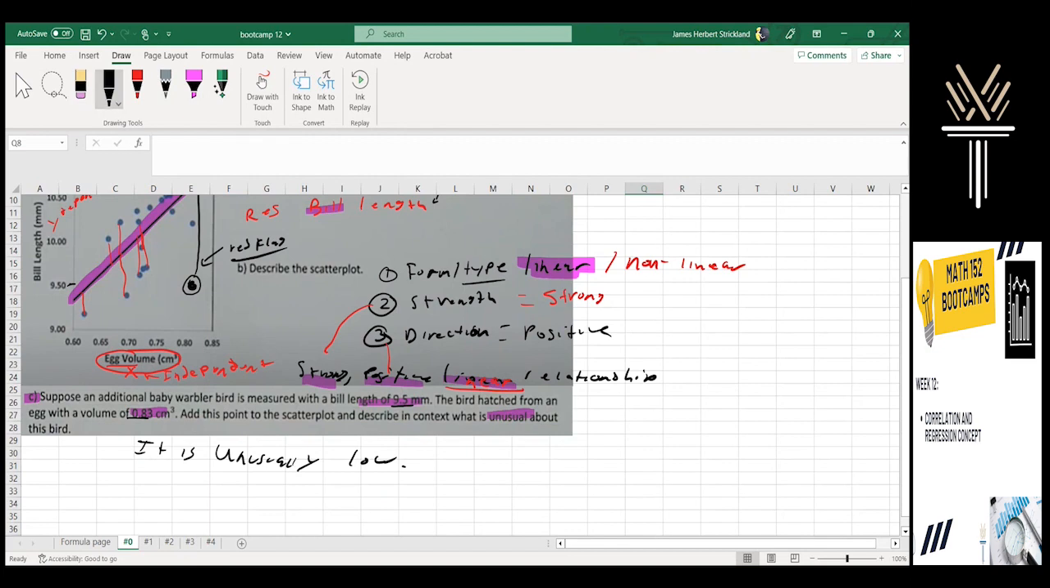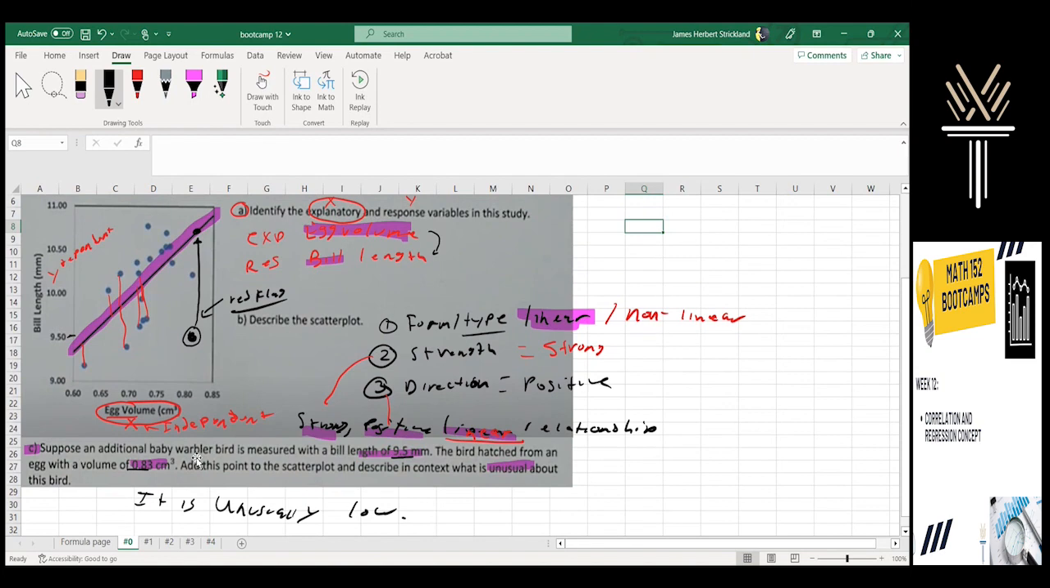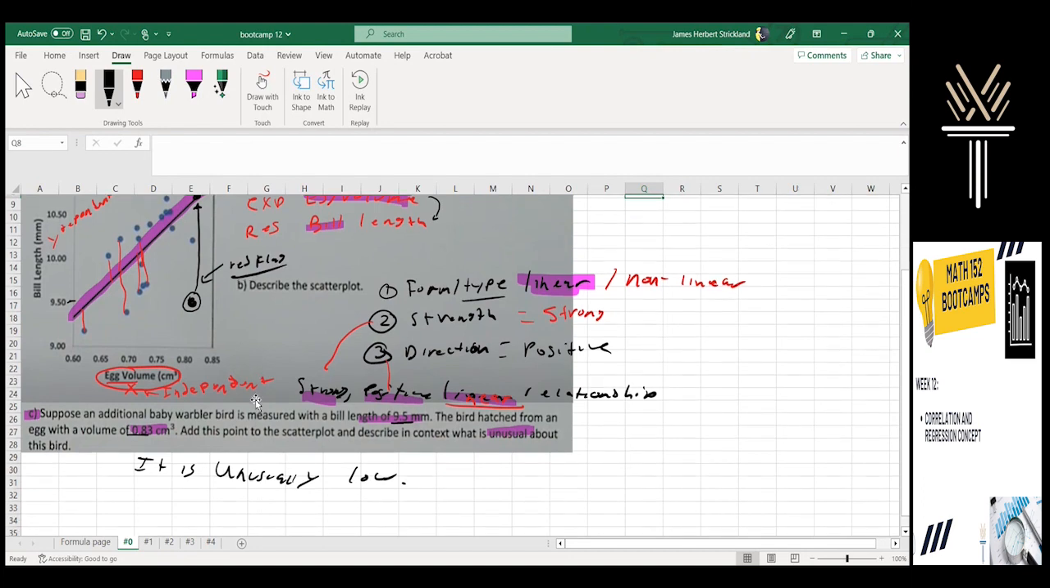Like I said, based on this data, it appears bigger volumes, bigger eggs have bigger bills. And this is a very large volume, 0.83, way over here. Most of the birds are clustered around there. And we have this volume up around, it should be around 10.5, and it's only weighing 9.5. So it is unusually low. It is much less than what we're expecting.